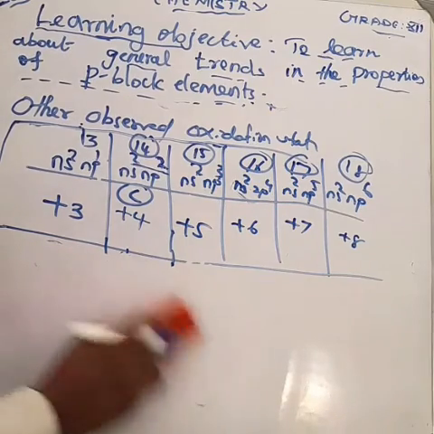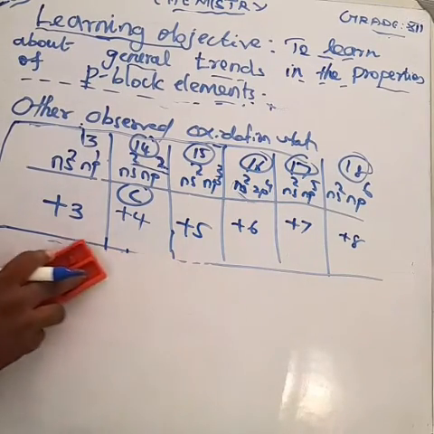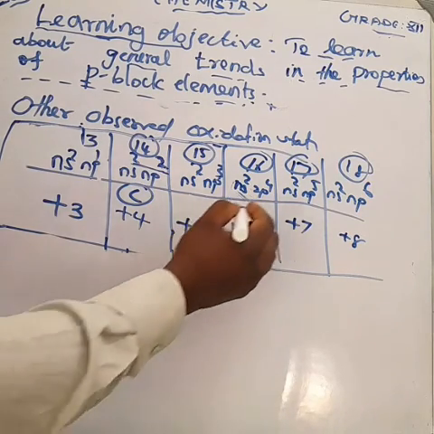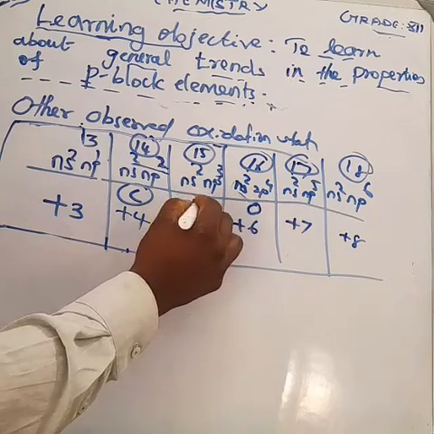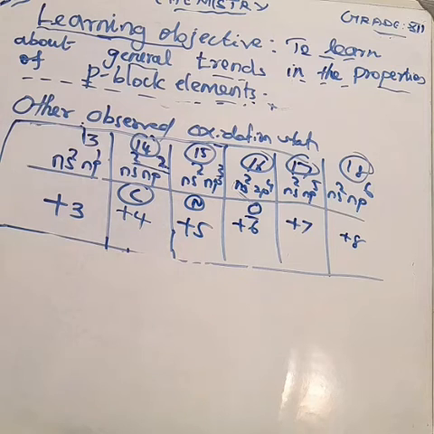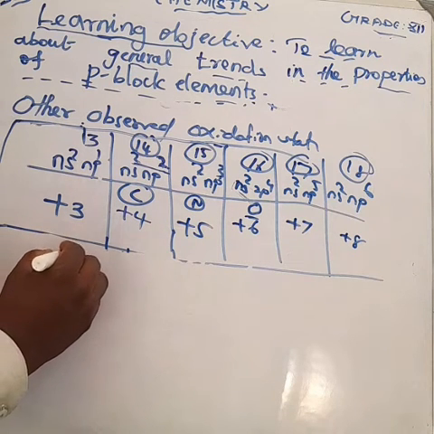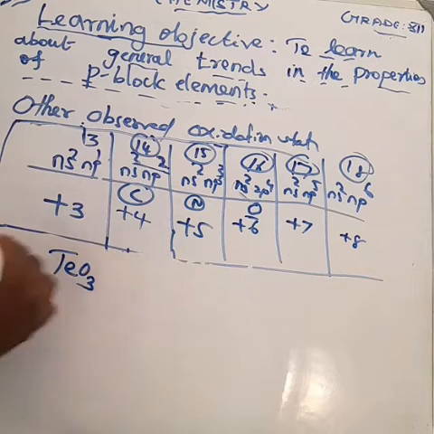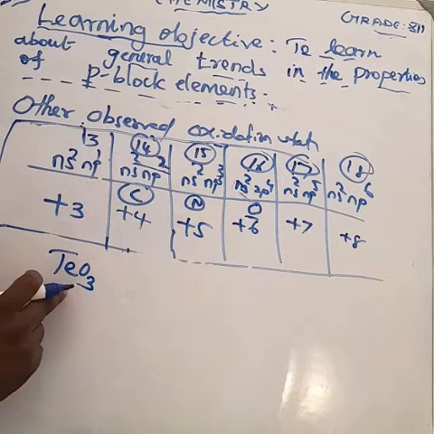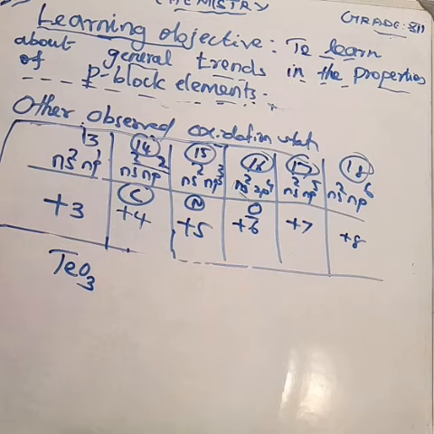Next one we can discuss is the chalcogen family. Which family? The chalcogen family. What is the chalcogen family? That is the oxygen family. Am I right? Here the maximum oxidation state is plus 6. An example is tellurium trioxide. The highest one is tellurium trioxide, formula TeO3. Can you understand, my dear children?